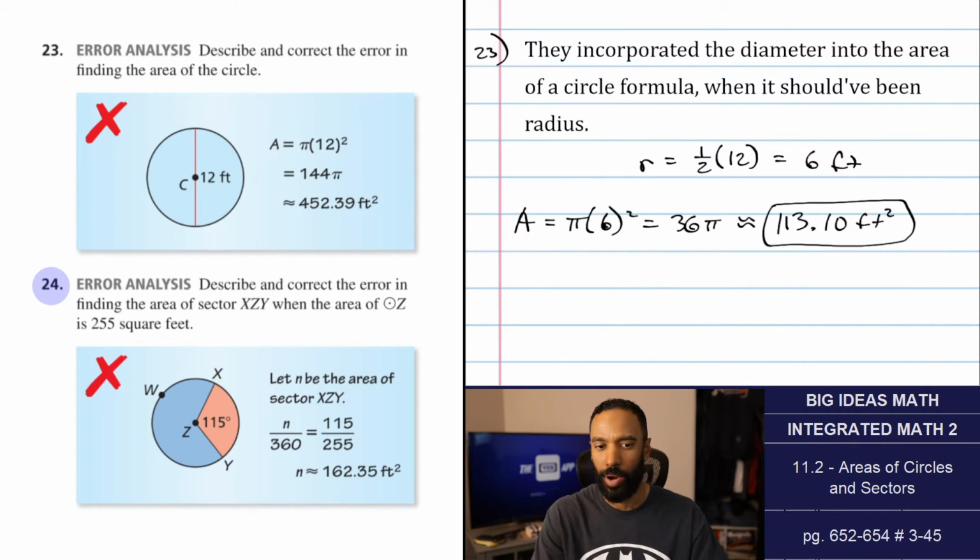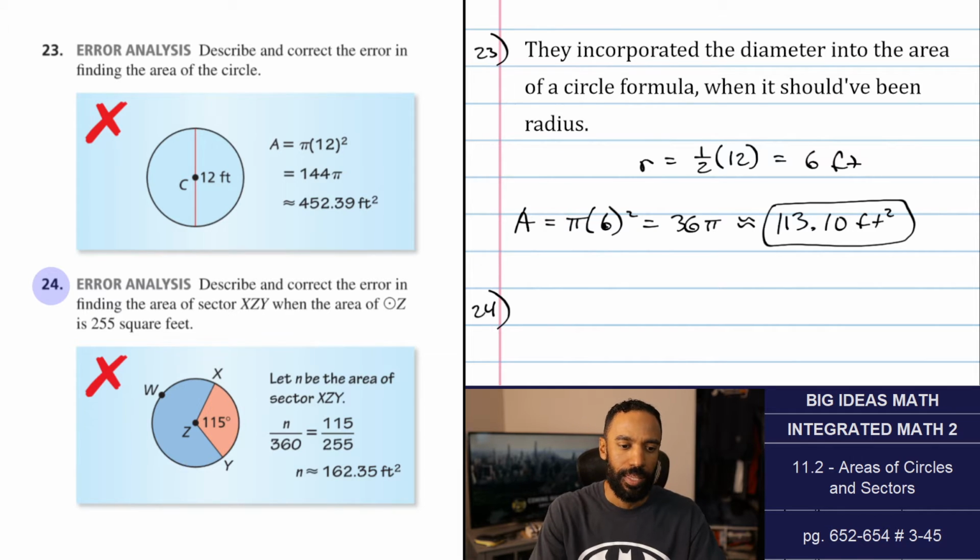Number 24, describe and correct the error in finding the area of sector XZY when the area of circle Z is 255 square feet. They don't give you radius, they just give you the area straight up. We can work off that. Let's see how they wrote it. They said whatever n is out of 360. What do they want? Finding the area of sector XZY.